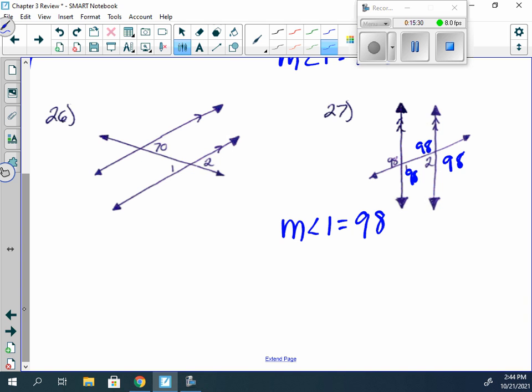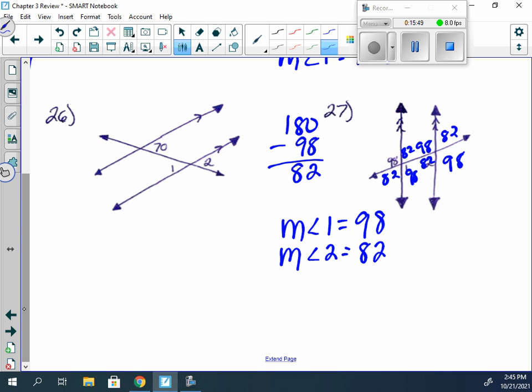Now the others would all be the same, but to find it, I'm going to have to take 180 and subtract 98 from it, which would be 82. So the rest of these angles would be 82 degrees, which means the measure of angle 2 is 82, because that's where the angle located was one of the 82s. That'd be fine. Now, if we look at 26, and I went on and filled it in, well, this would be 70 degrees because of vertical angles. One would be 70 because of alternate interior angles.